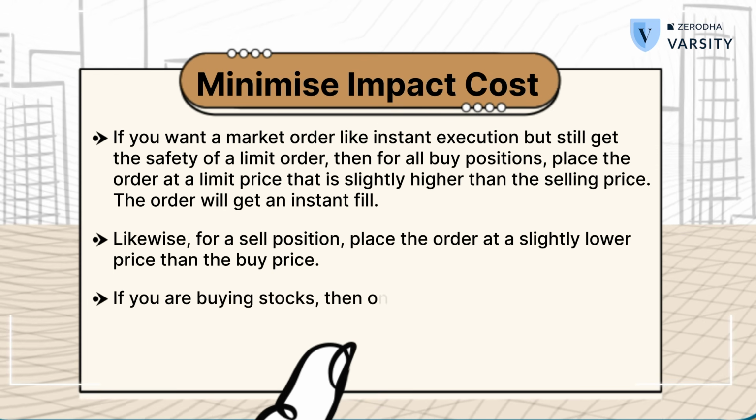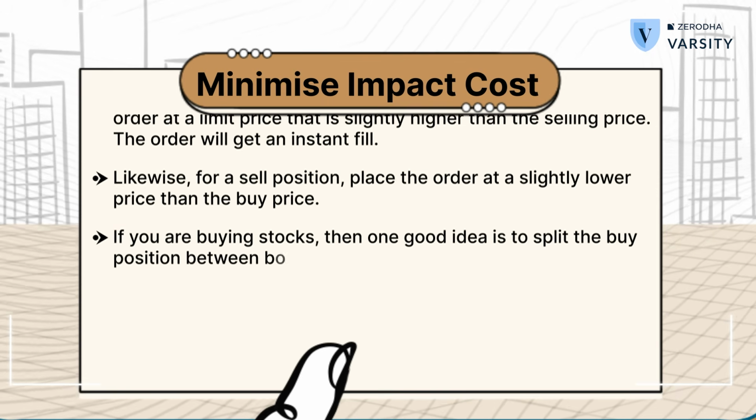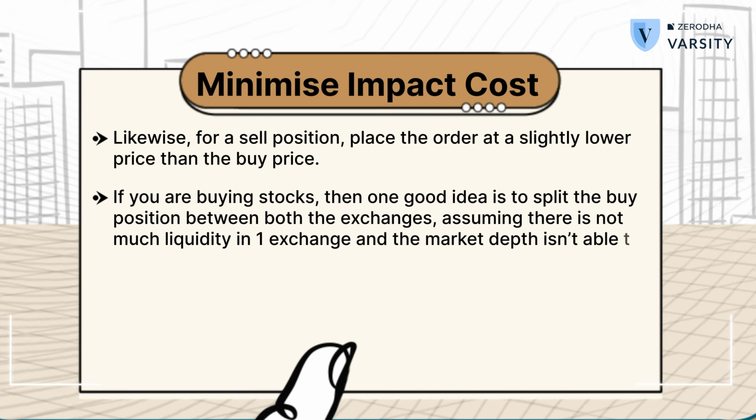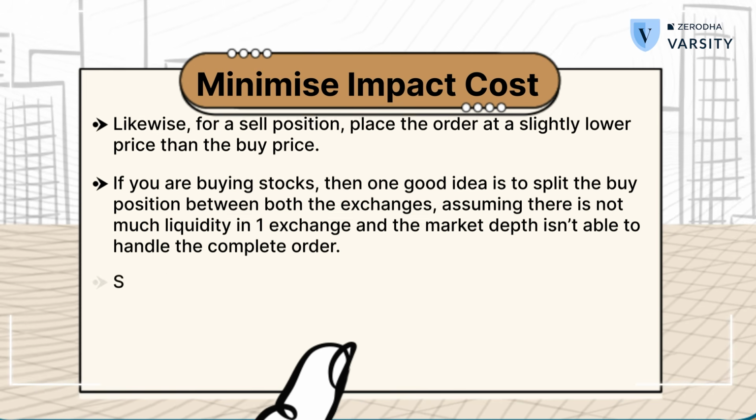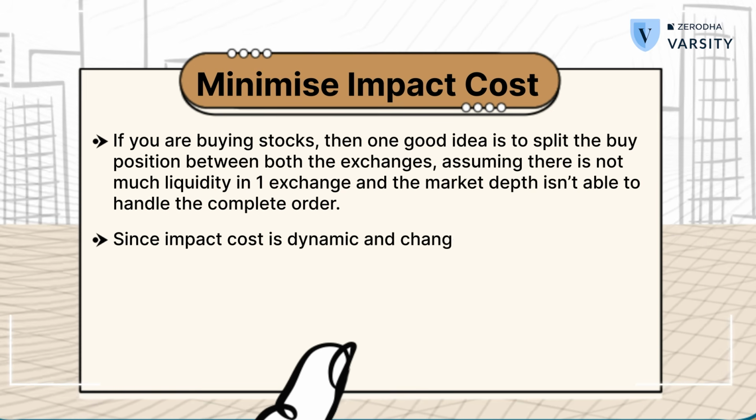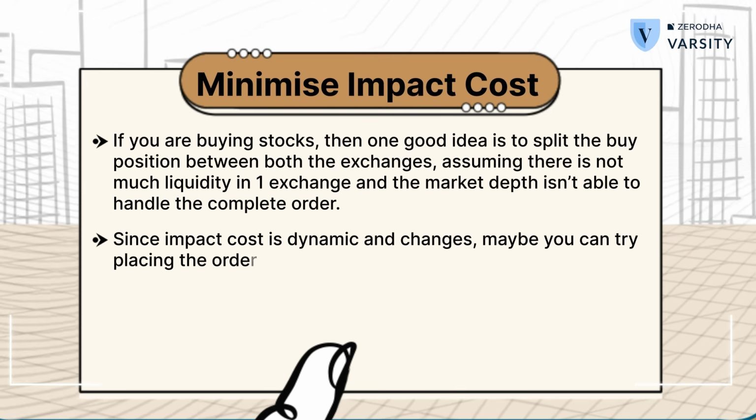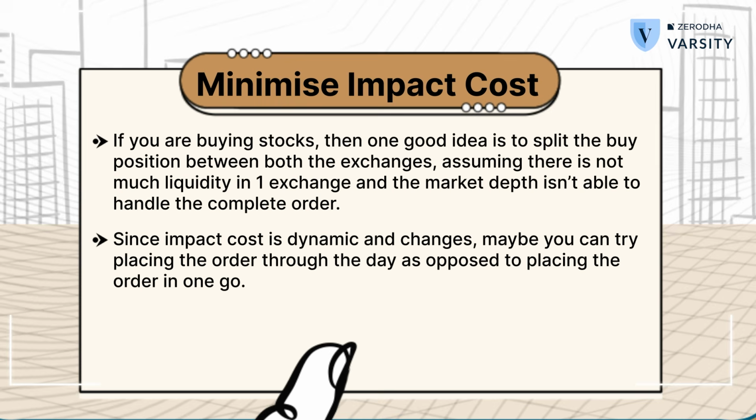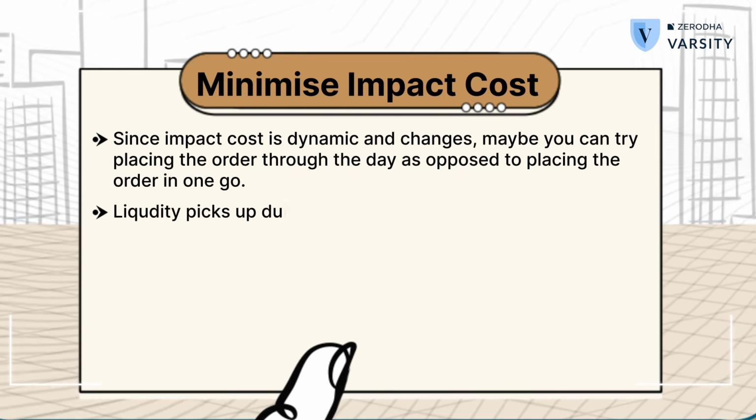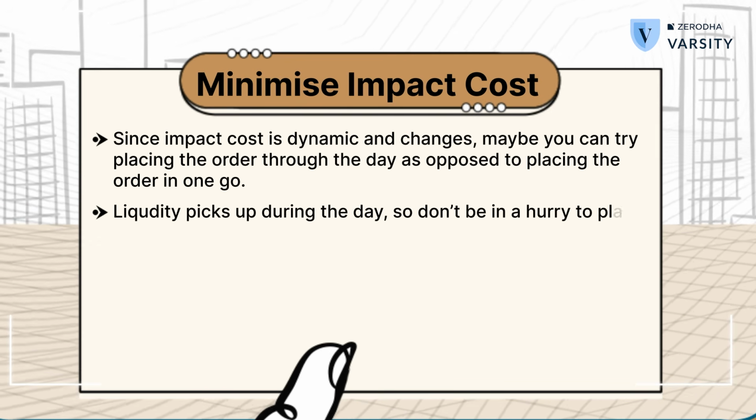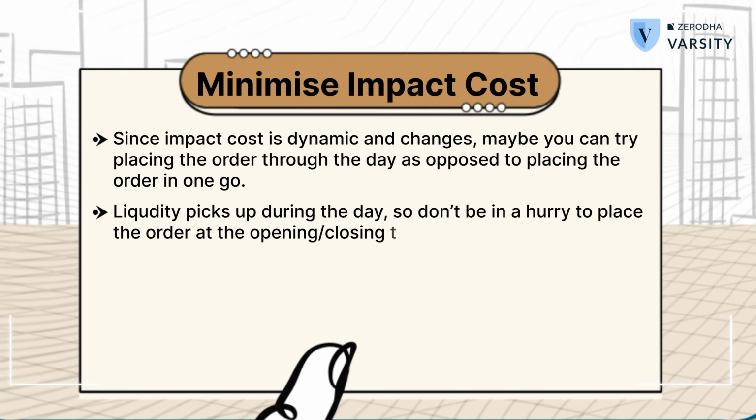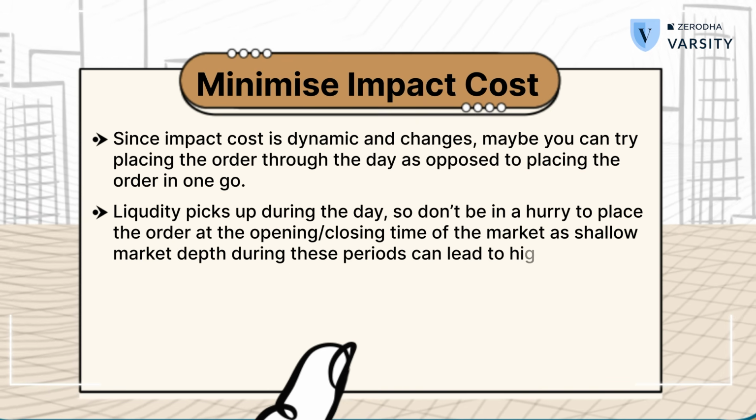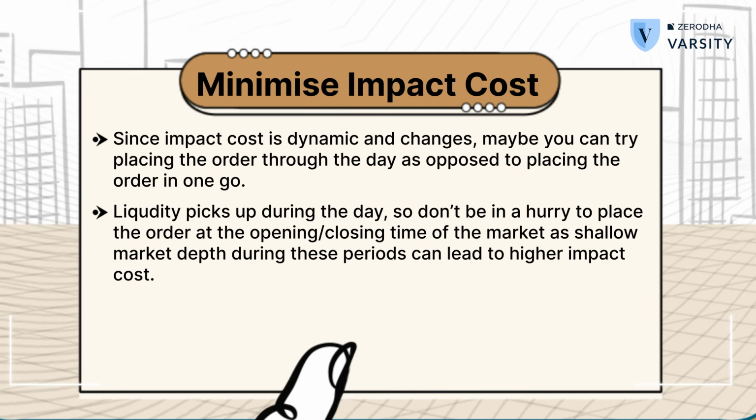If you're buying stocks, then one good idea is to split the buy position between both the exchanges, assuming there is not much liquidity in one of the exchanges. Since the impact cost is dynamic and changes through the day, maybe you can also try placing your order throughout the day as opposed to placing the order in just one go. Liquidity picks up during the day, so don't be in a hurry to place the orders at the market open or at the closing time, as the shallow market depth during these time periods can lead to higher impact cost.